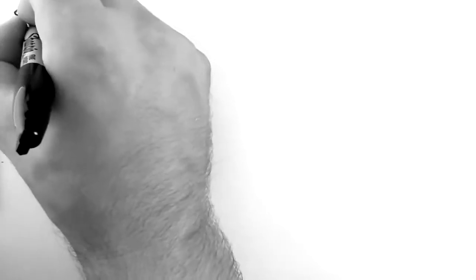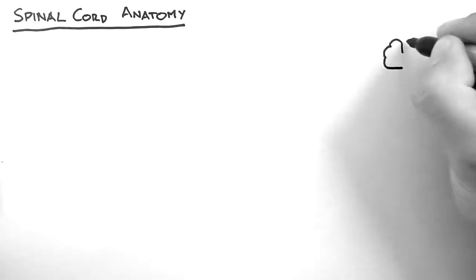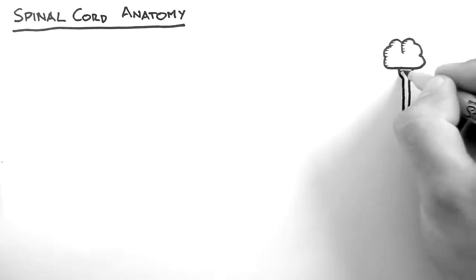In this tutorial, we're going to discuss the anatomy and organization of the spinal cord. In the following videos, we will discuss the dorsal column medial lemniscus pathway, the spinothalamic tract, and the corticospinal tract. So let's begin by taking a cross-section of the spinal cord.